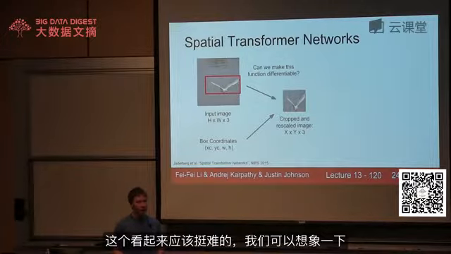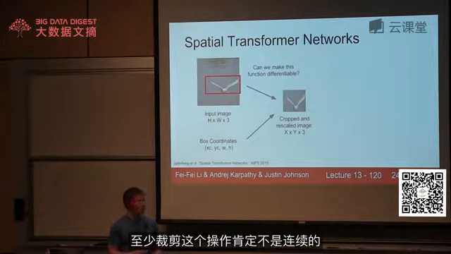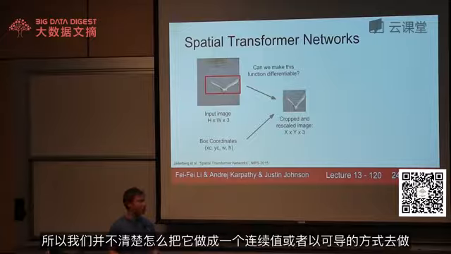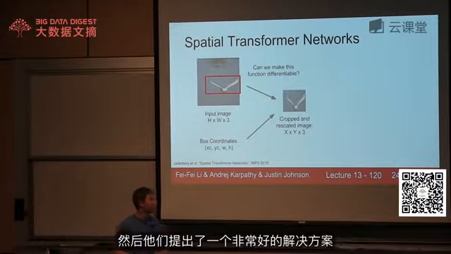So this seems kind of hard, right? Because you imagine that, at least with the idea of cropping, then these inputs cannot really be continuous. They need to be sort of pixel values, so we're constrained to integers. And it's not really clear exactly how we can make this function continuous or differentiable. And they actually came up with a very nice solution.